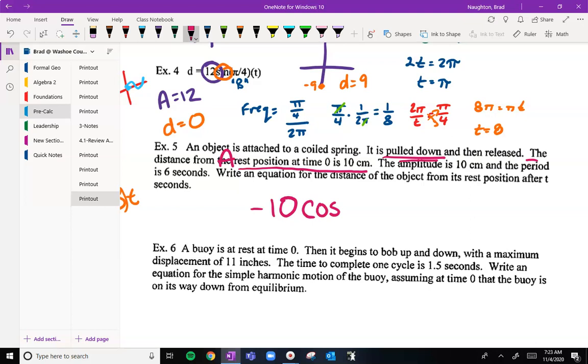Then it says the period is 6 seconds. So that means I need to find what my B value is to go right there, and then we'll have our time. So my B is equal to a full rotation, 2 pi, over 6 seconds. That reduces to pi over 3. So I'll erase my B to make it pi over 3. Boom, shakalaka. Ladies and gentlemen, why don't you take this one for a spin?